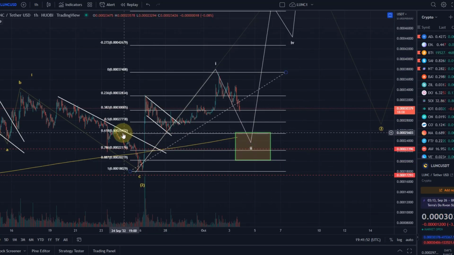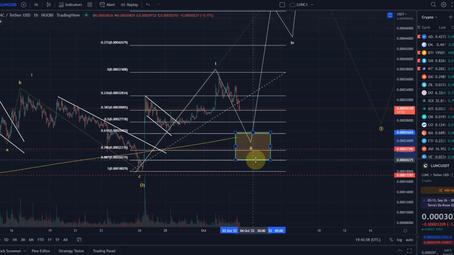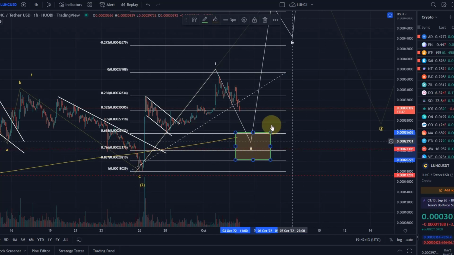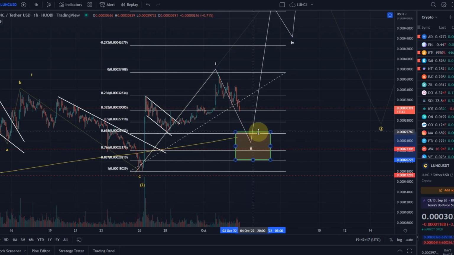Into the region between the 0.00025 level, between this level and 0.000202. So between the 61.8% fib level and the 88.7, even though, again, as always, ideally we don't want to drop below the 78.6% fib level, which is 0.0022. So it all depends on which level is now holding.